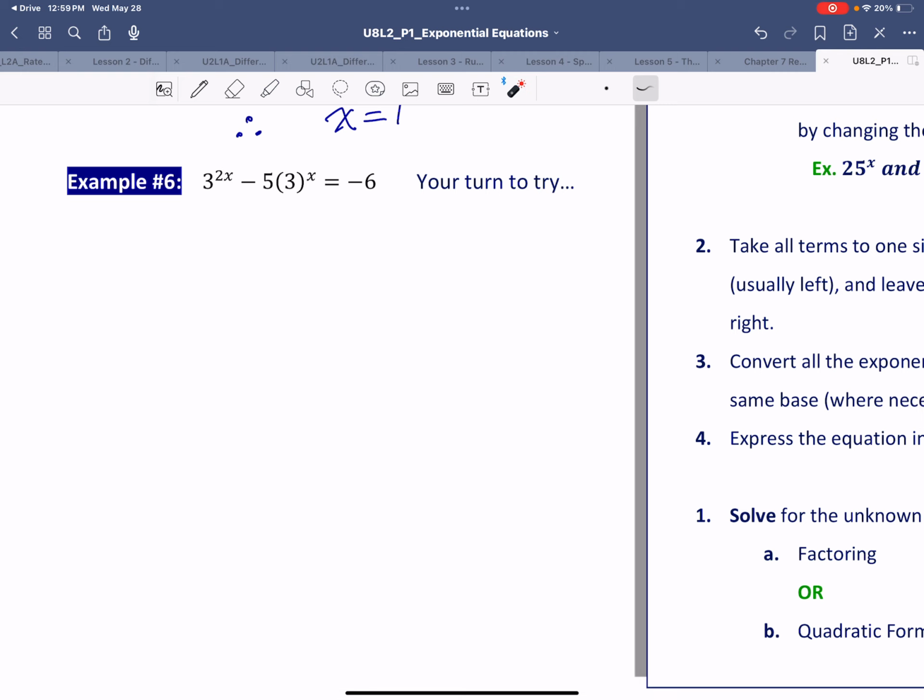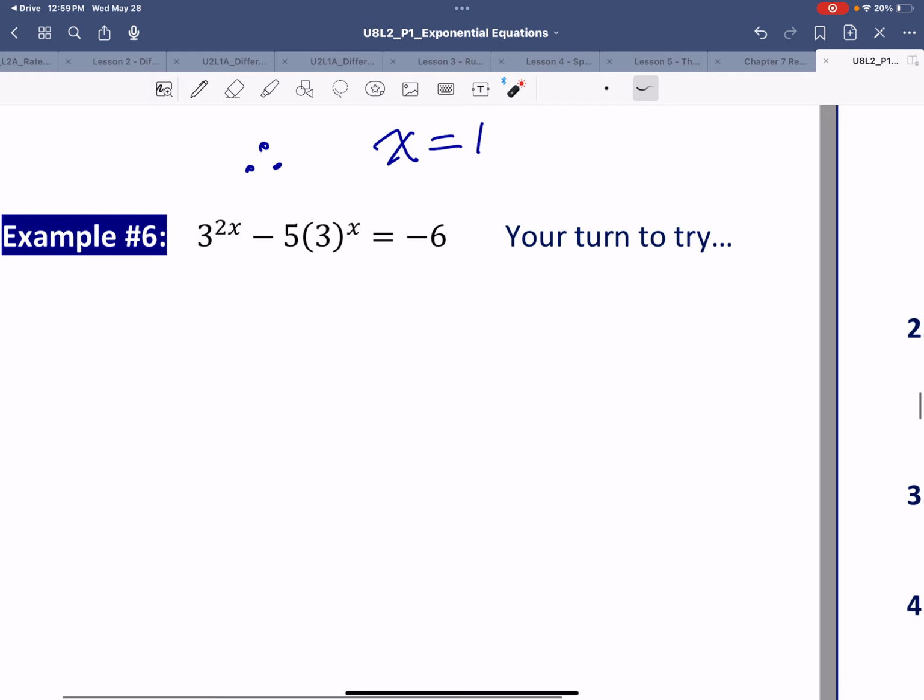So we have 3 to the power 2x minus 5 times 3 to the power x equals negative 6. When I look at this equation, I see 3 terms. Another thing I notice is that I have two exponential terms with a variable in the exponent, and they are subtracted. There is no rule that allows me to subtract two exponential numbers. The next thing I notice is that the bases in both exponential terms are the same. So the base is 3. And one of the exponents is x, and the other exponent is 2x.